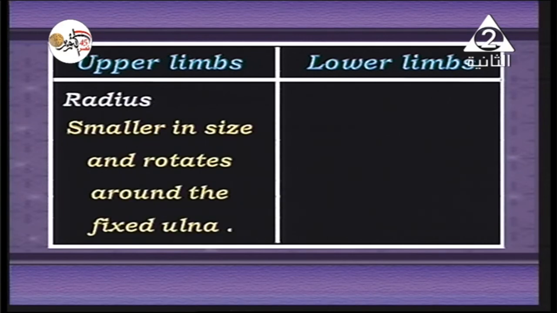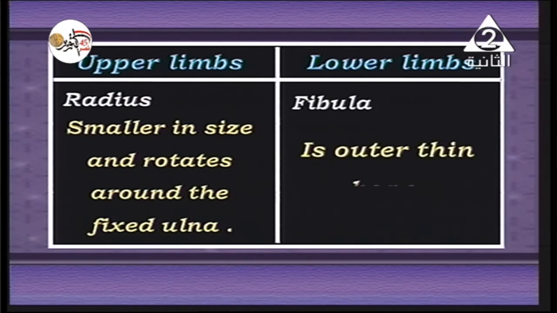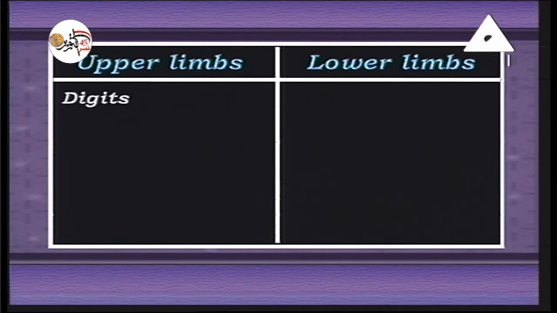Radius is smaller in size and rotates around what? The fixed ulna. So, from this information, you can conclude that ulna is fixed, while radius is what? Movable. It means that it moves around the ulna to perform the movement of your upper and lower arm. While in case of fibula, it is the outer thin bone.